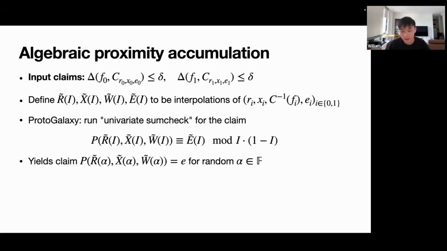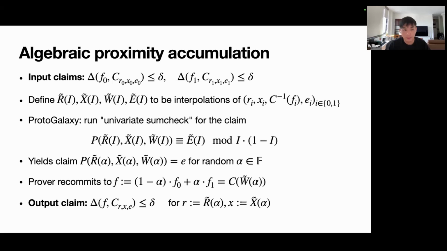And the observation here is that this new claim looks like a new algebraic claim. What we can do is have the prover recommit to this new witness. And by linearity, you can see that this is a random combination of the input codewords F_0 and F_1. And the verifier is going to output the claim that this new oracle F is delta-close to the subcode induced by the new sum check claim.